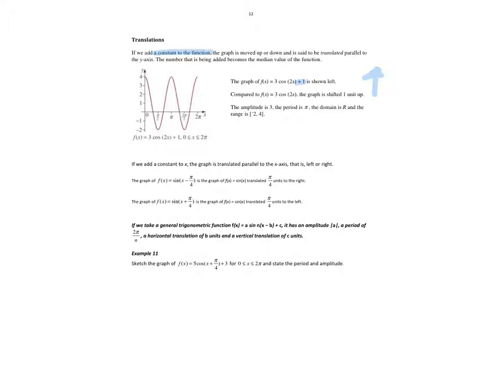If we add the constant to the x value, which is a good way of thinking about it, isn't it? So the constant's being added in here to the x, either subtracted or added. That's when we're shifting left and right. So obviously if it's a minus pi on 4, we go to the right pi on 4. If we add pi on 4, we're going to the left pi on 4. Okay? And again, we refer to that as parallel to the x-axis or left and right.